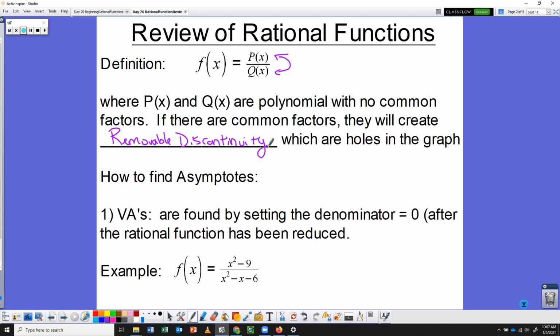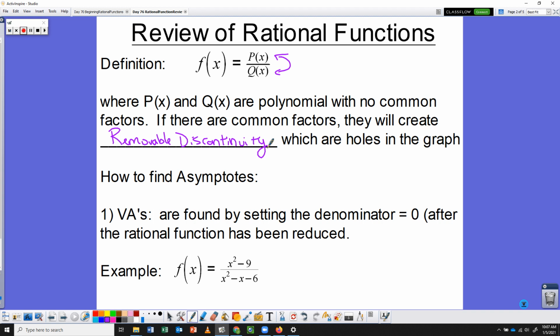The next thing that we have to remind ourselves is how to find asymptotes. Vertical asymptotes are found by setting the denominator equal to 0 after the rational function has already been reduced. So if there were common factors, you've already got the removable discontinuities taken out of there. Now whatever's left over that makes your denominator go to 0, that's a vertical asymptote.